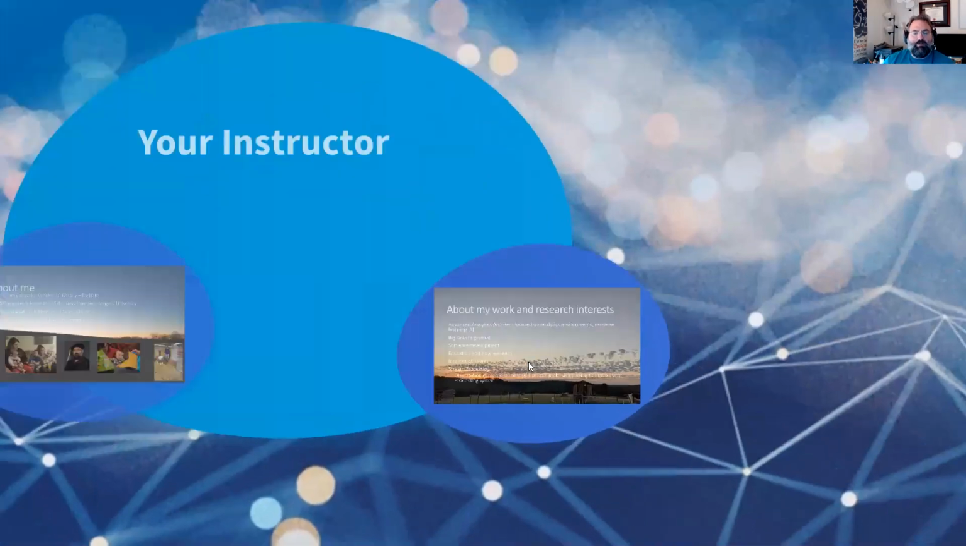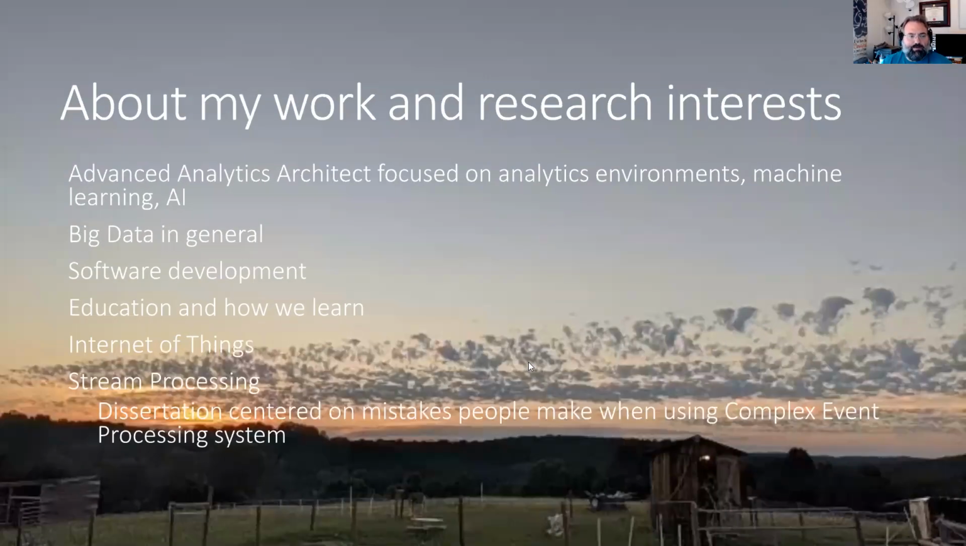Moving on to a bit more from a work perspective and research interest perspective. I work as an advanced analytics architect at a company called Avanade, which is a partnership between Accenture and Microsoft, focusing on artificial intelligence, machine learning type problems, typically using cloud computing resources, but not always. I also have an interest in and do work with things like machine learning, data platforms, and so on.